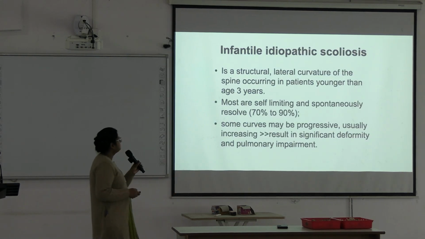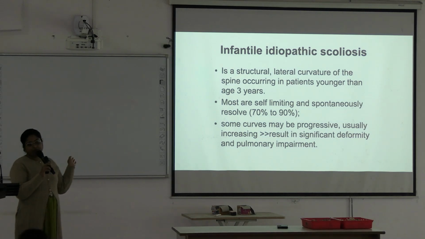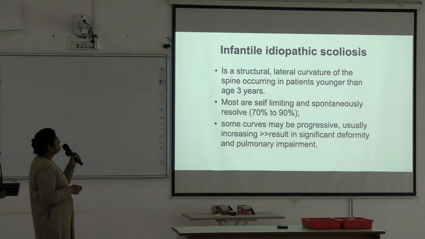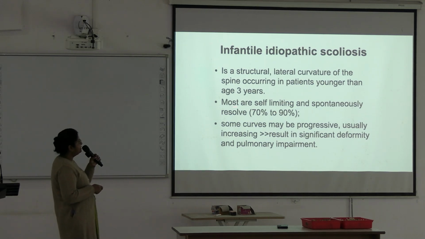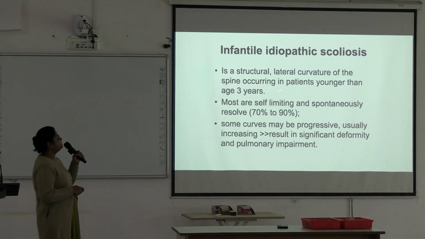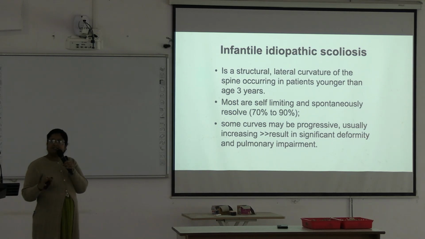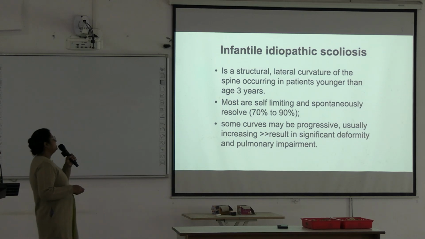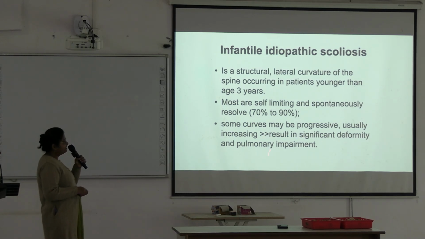Next, infantile idiopathic scoliosis. This is the most common cause. It is a structural lateral curvature of the spine occurring in patients younger than 3 years of age, and most are self-limiting and spontaneously resolve in 70 to 90% of cases. You have to do only postural correction in the case of the child, and some curves may be progressive and usually increasing, resulting in significant deformity and pulmonary impairment.